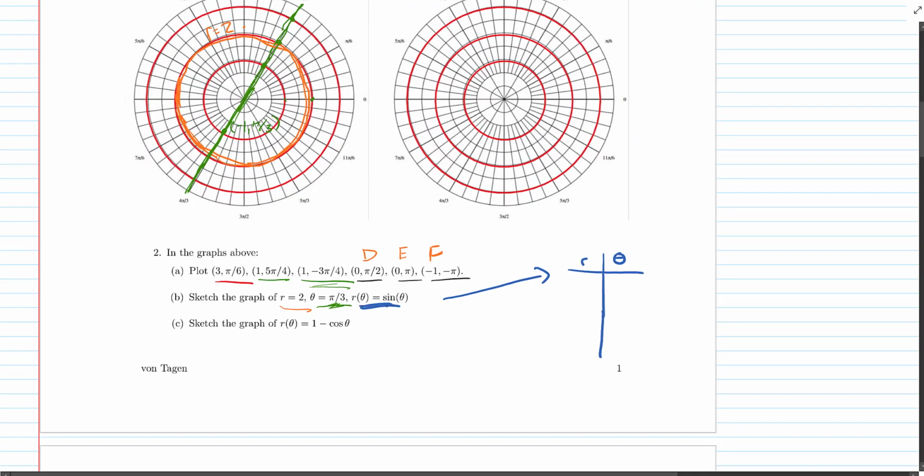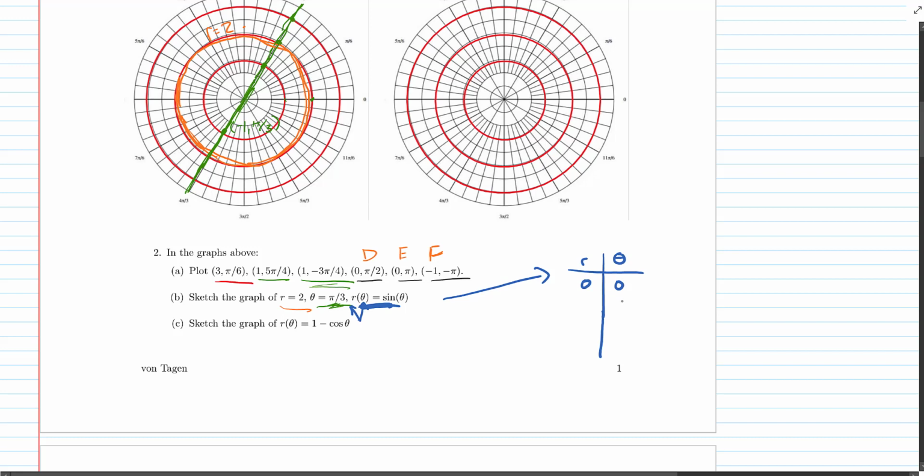But when we give our functions in polar coordinates, we typically think of theta as the independent variable and r as the dependent variable. So I'm going to build my table of values here, but instead of picking values for r and finding theta, I'm going to pick values for theta and find r. So for example, when theta equals 0, if I take the sine of theta, take the sine of 0, I just get 0.